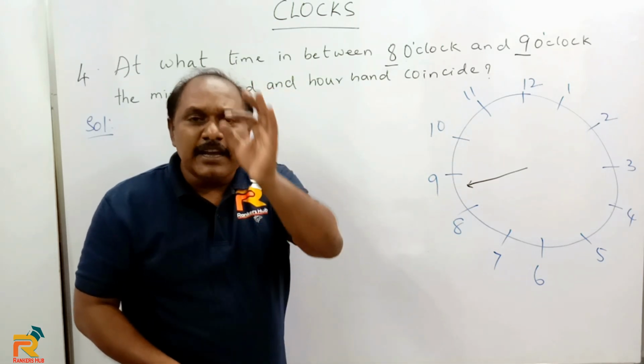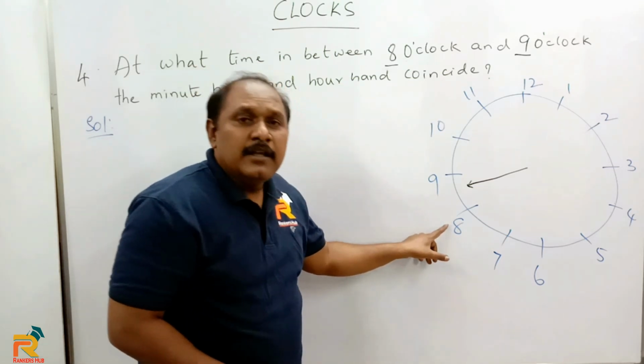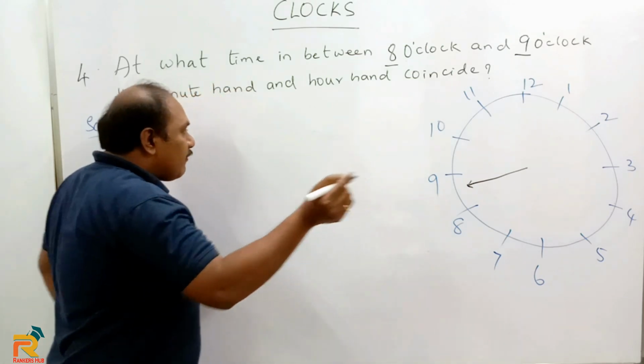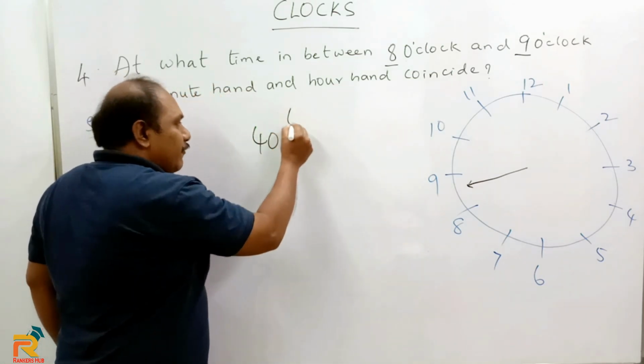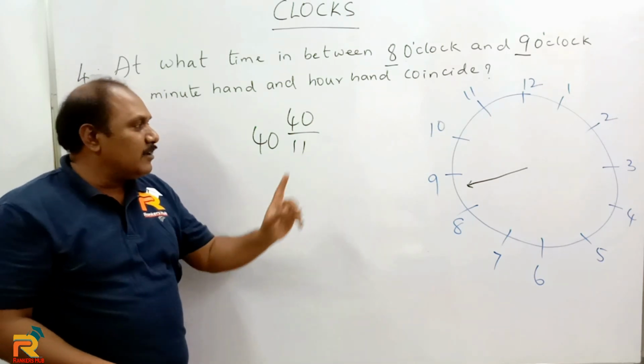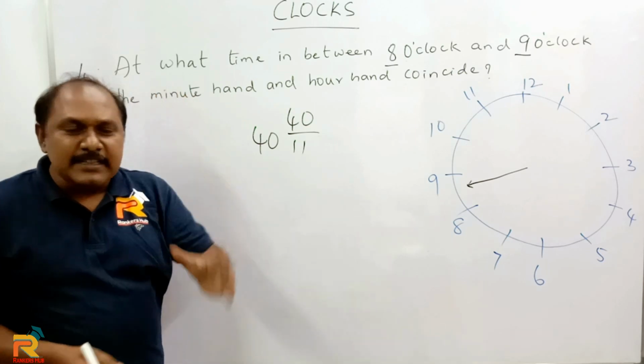Now the point is, in this 8 and 9, which is the smallest number? 8. 8 represents how many minutes? 40. 8 fives are 40. So our answer is 40/11. That's it. Done. Small calculation. Convert this improper fraction into a mixed fraction. That's it. We get the answer.